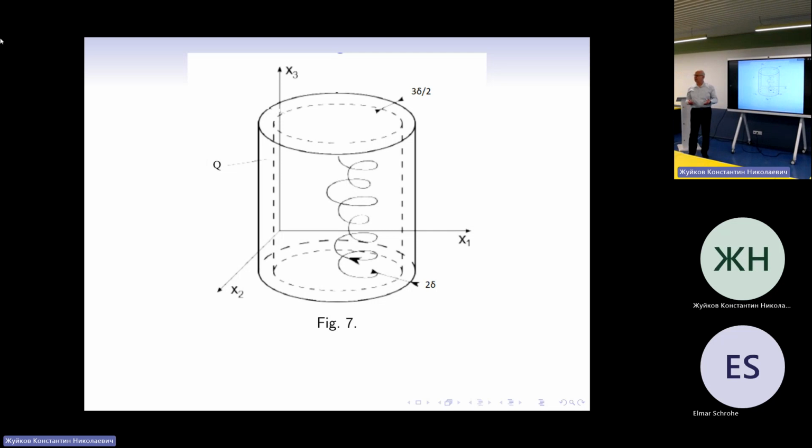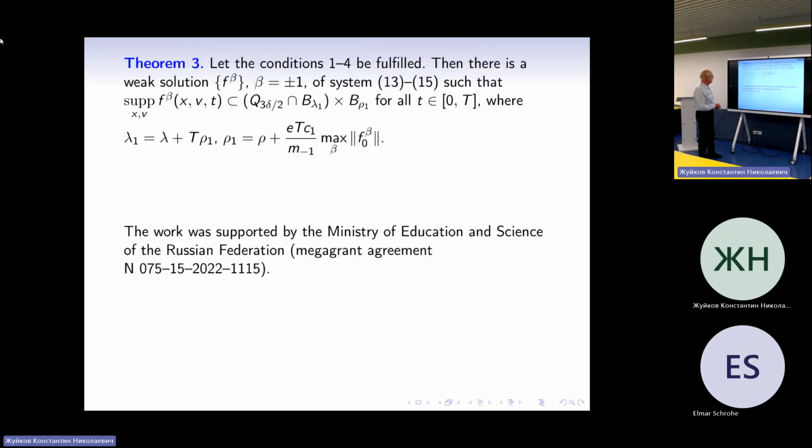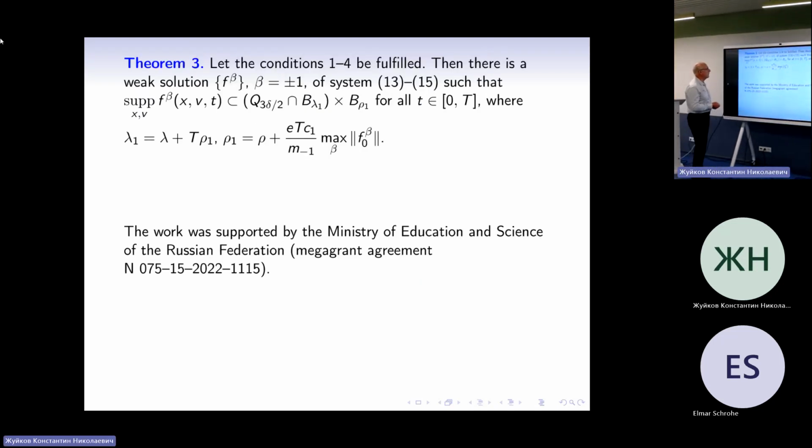It doesn't matter which kind of trajectory we have, but the deformation of the trajectory will not be sufficiently large, even if the electric field is large, because we provide confinement using the magnetic field. And finally, we have the following case.